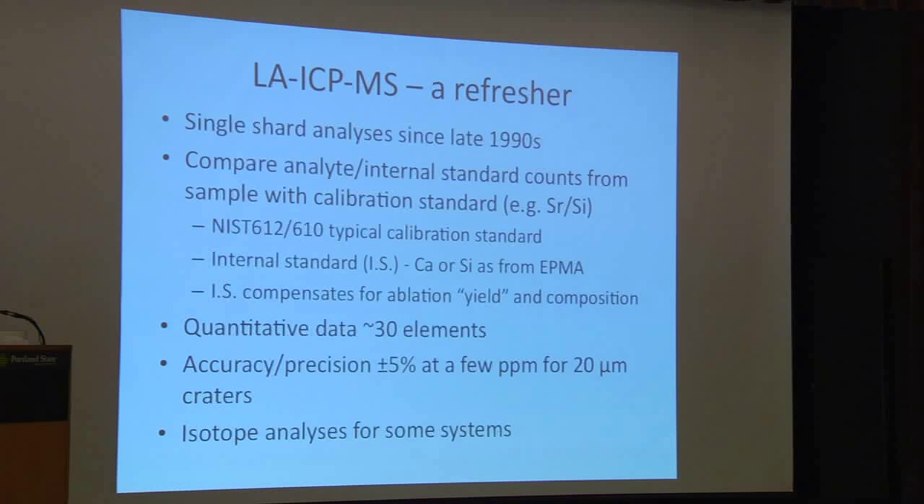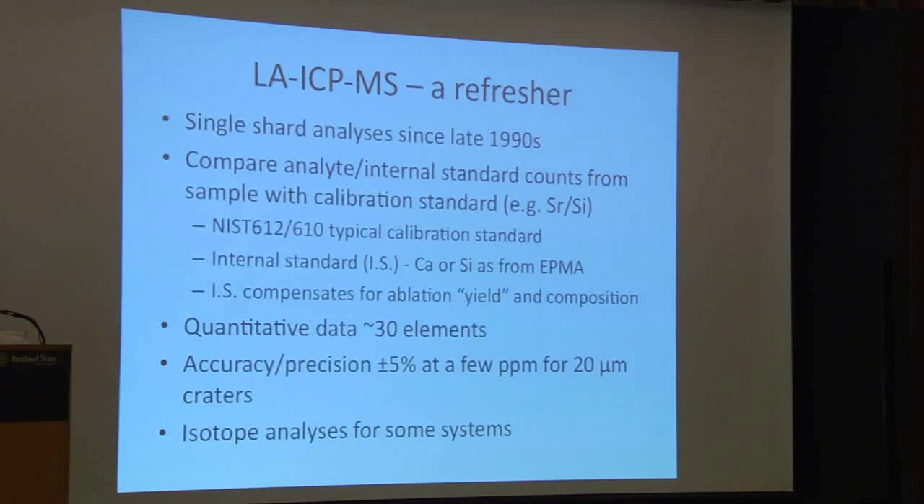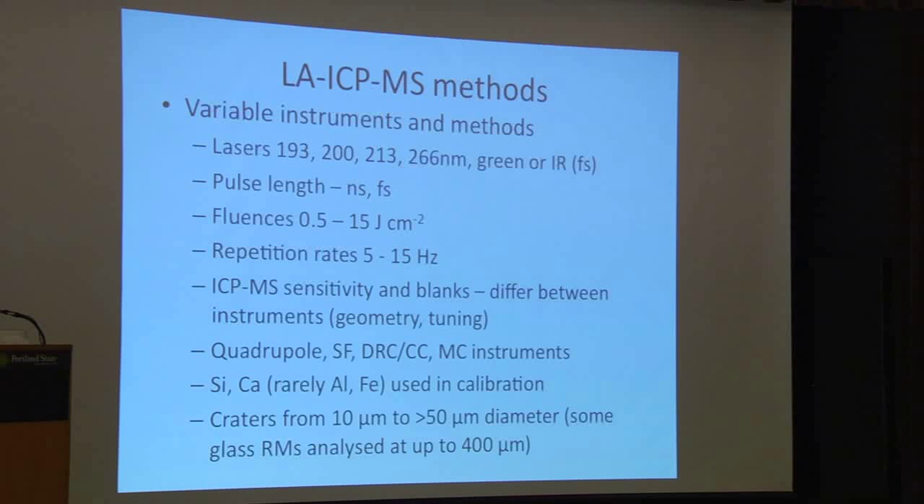And this compensates for the amount of material that is vaporized from the sample by the laser. The focus varies, the grains, some are a little bit more friable than others, and so on. And from this, we end up generating quantitative data for around 30 elements with accuracies and precisions, typically 5%, sometimes better, when we deal with 20 micron crater analyses. So that's about twice the diameter of a typical probe beam on these samples. And also in some of these things you can get isotope analyses and various other things, and there's a whole host of different things.